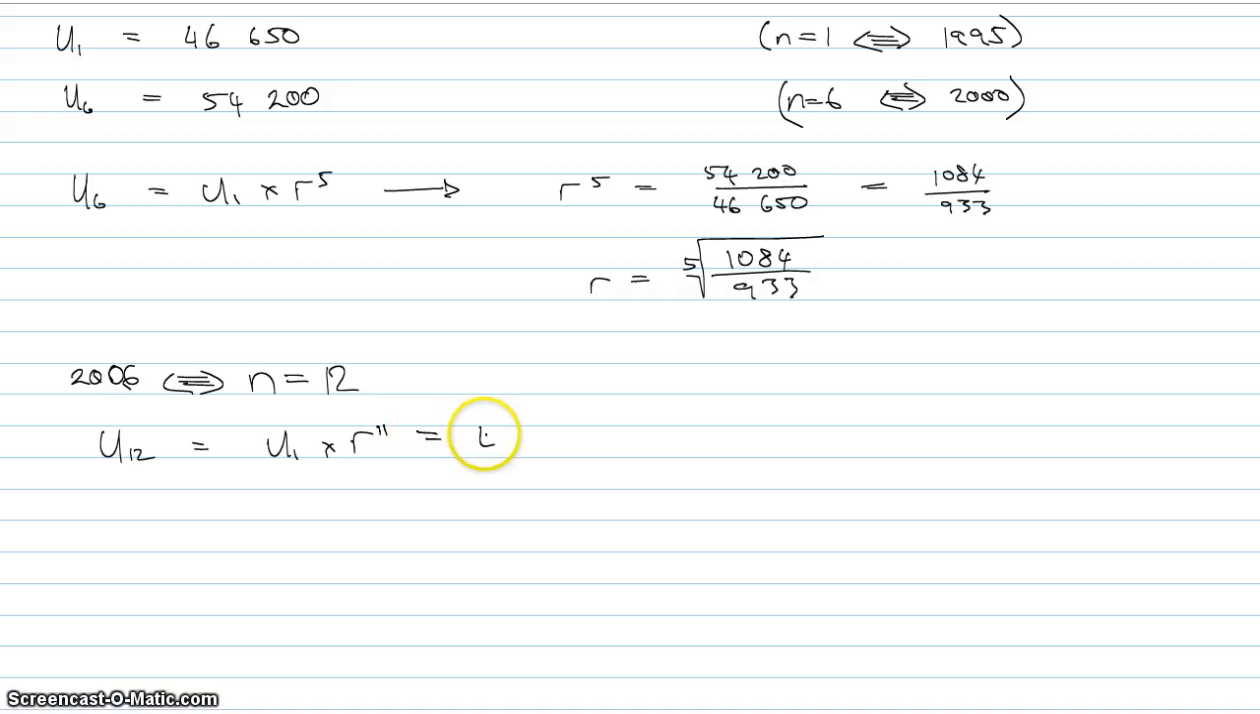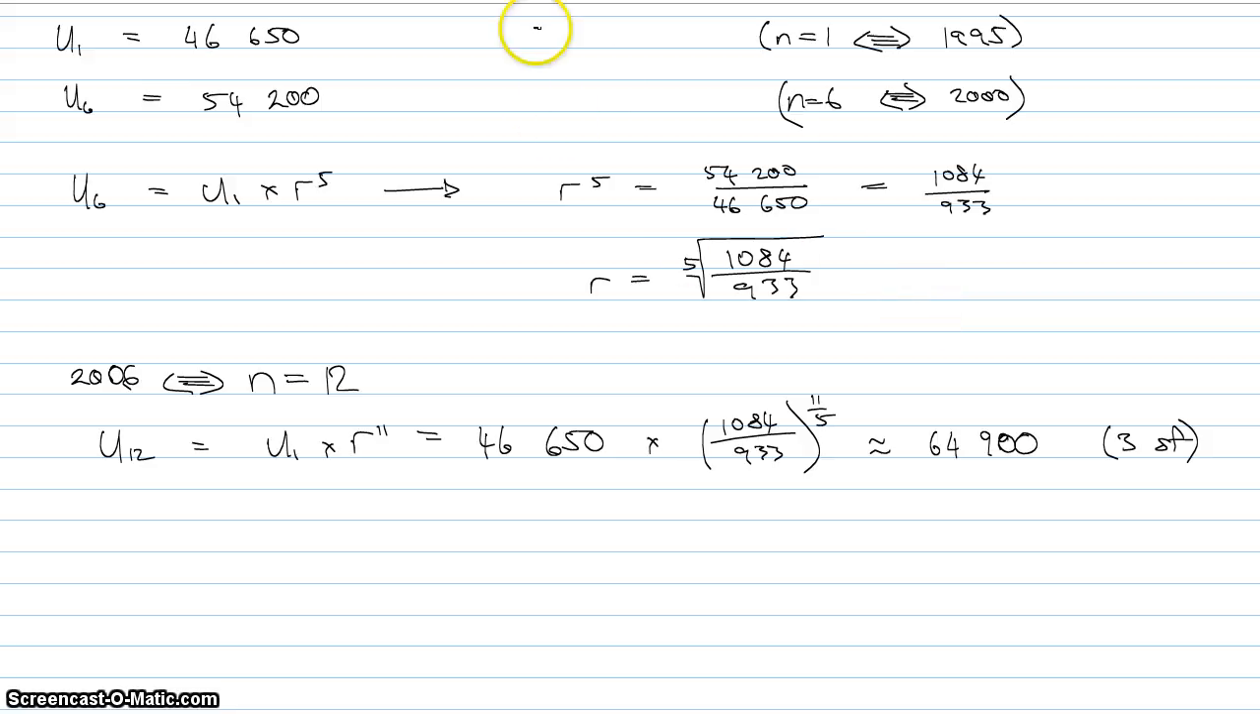This is going to be 46,650 times 1084 over 933 to the 1 over 5, to the power of 11. So 11 over 5 in the exponent. And if we work this out, this is approximately equal to 64,900, rounding to 3 significant figures. Note, because they didn't tell us the level of accuracy they were after in this question, we round to 3 significant figures.